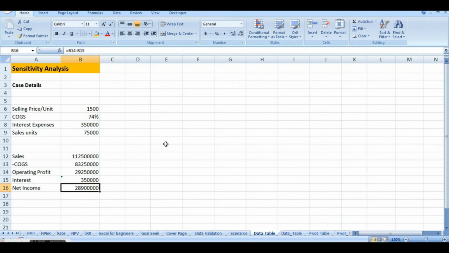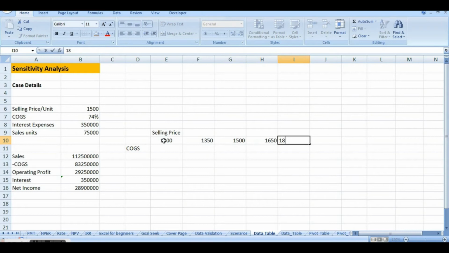Now you want to find out the impact of change in cost of goods sold as it is in terms of percentage, and the selling price if of the organization keeps on changing. Say the current level we will consider as the middle point, and if there is a change to 1200 units sold or 1350 units sold, 1650 units sold and 1800 units sold.